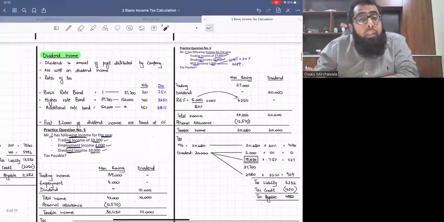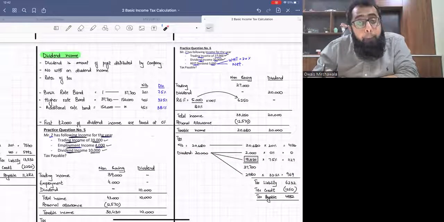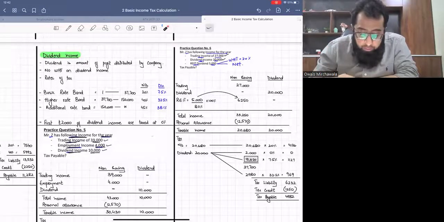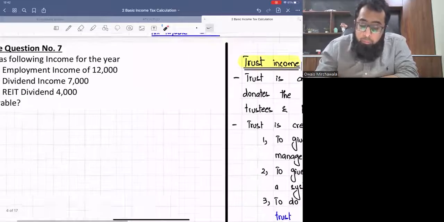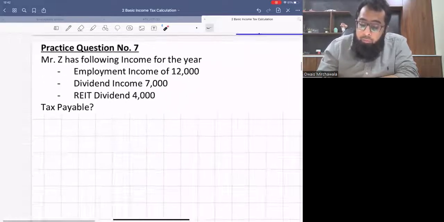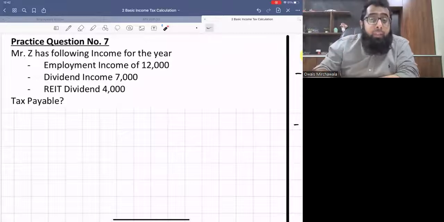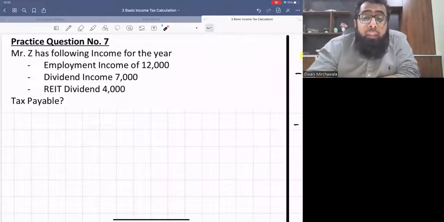I hope that you people are understanding it. Is it clear? Let's look at one more practice question before we move forward. The purpose of doing these practice questions is to give you more and more clarity, so you can understand how things go. Okay, let's look at it.